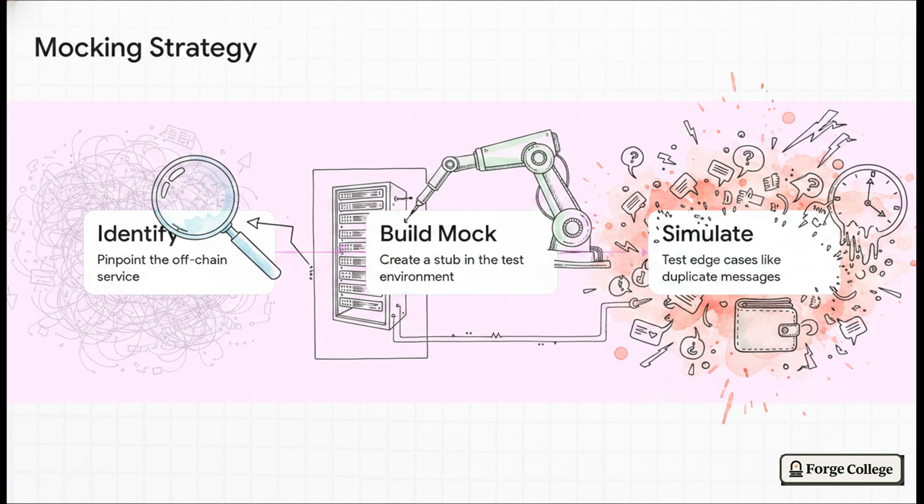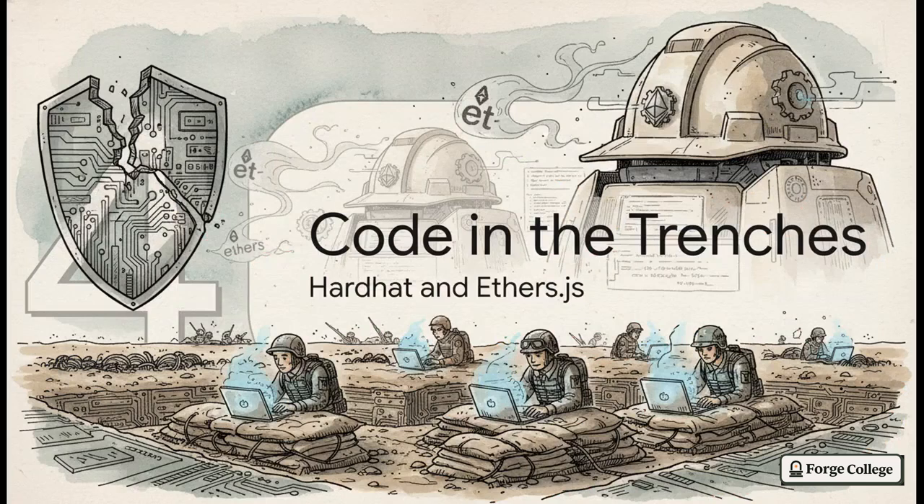Because we completely control the mock, we can intentionally bombard our wallet with duplicate messages or simulate massive network latency just to guarantee our replay nonce logic holds up under absolute chaos. Which brings us to Phase 4, code in the trenches.